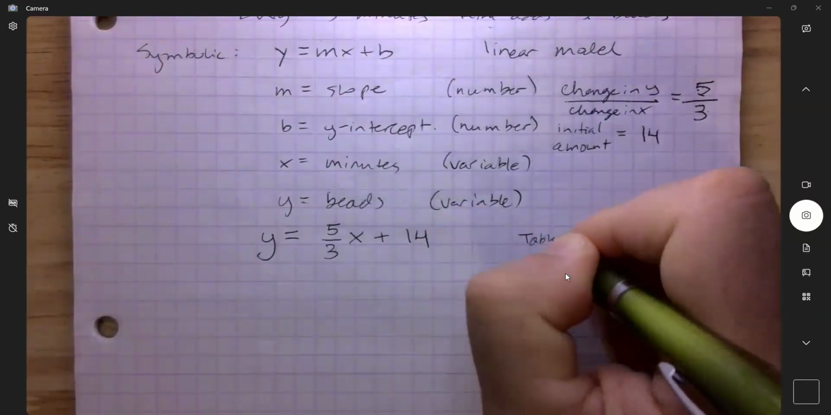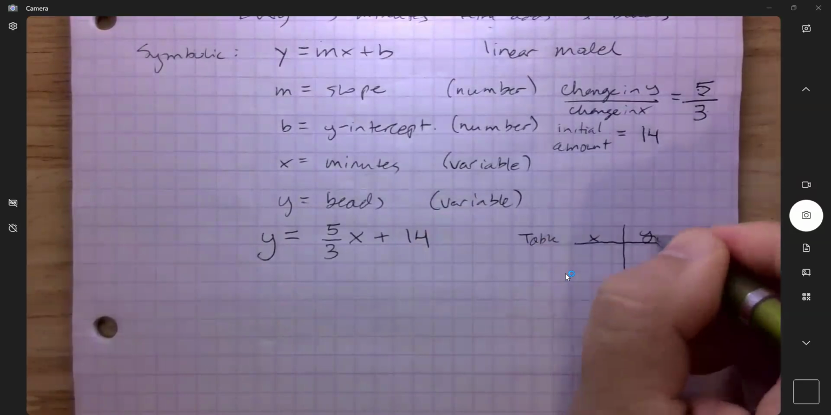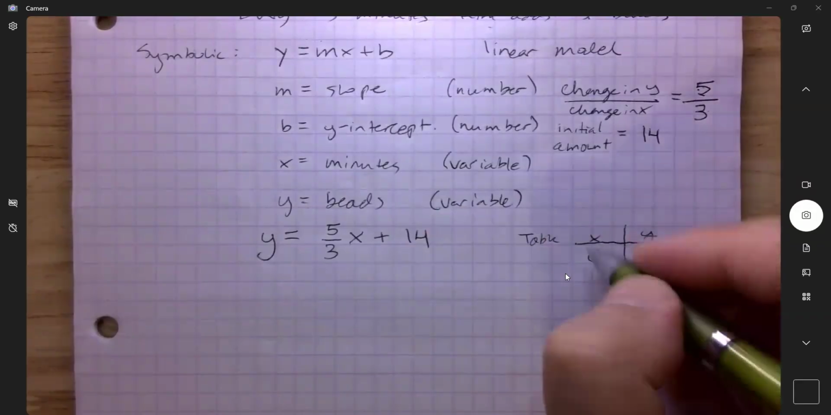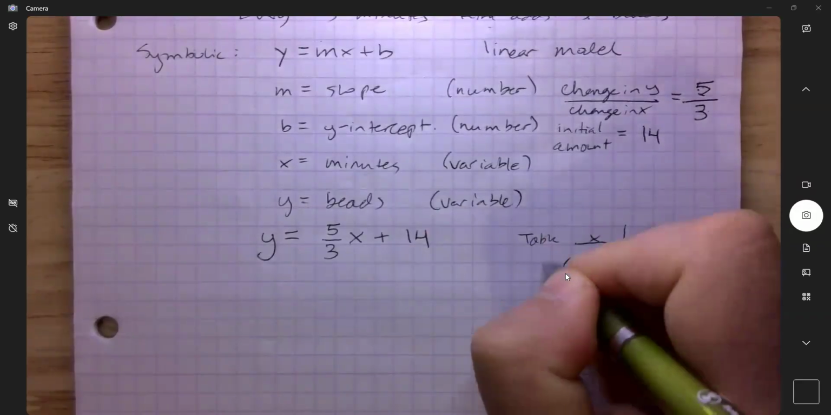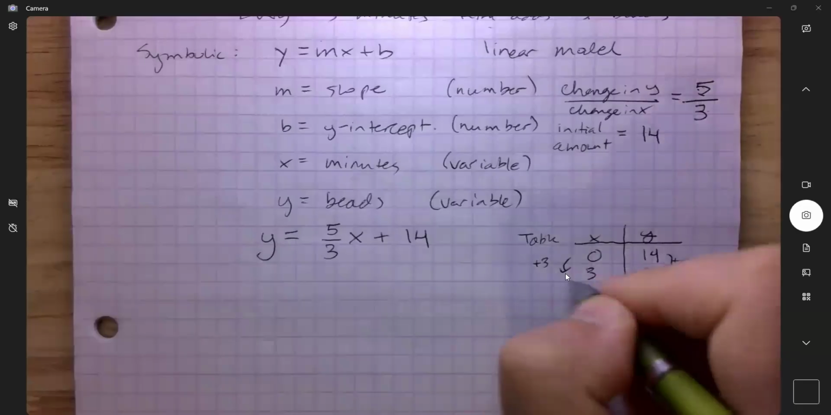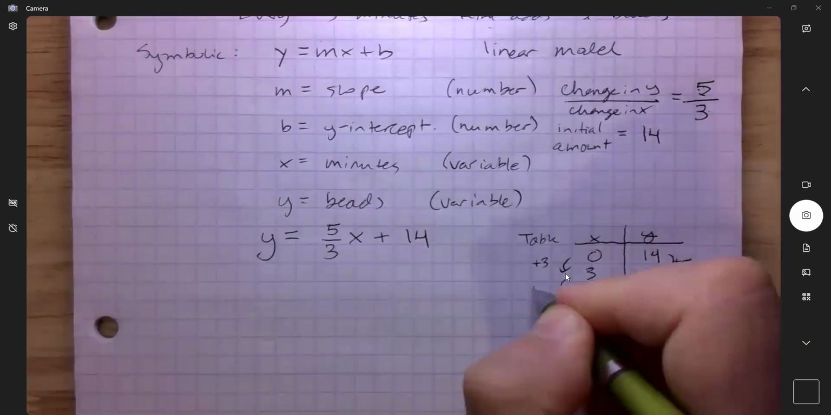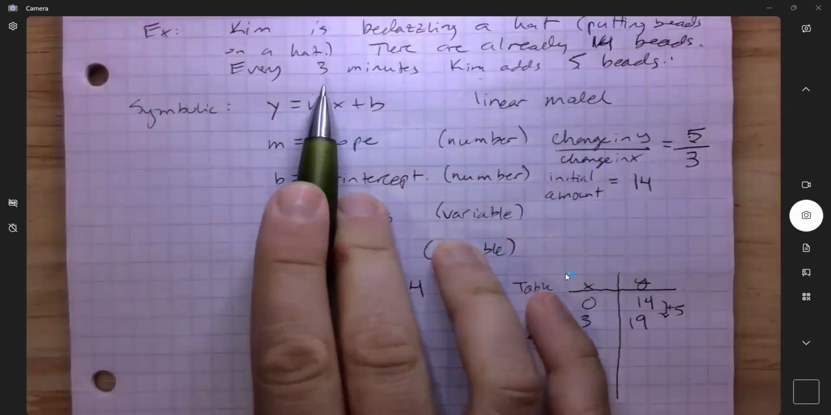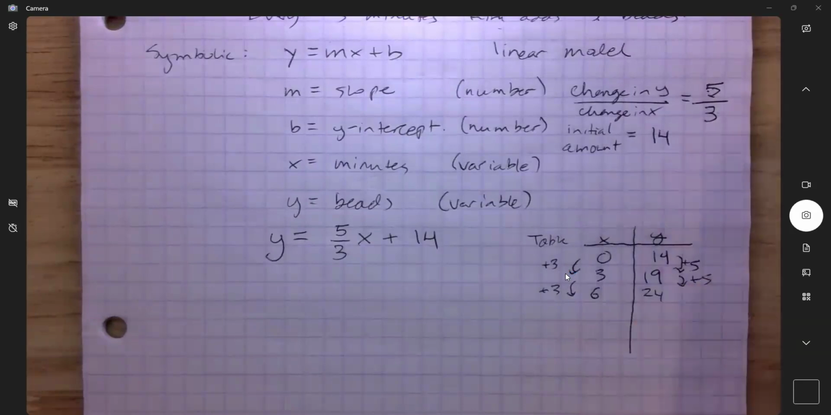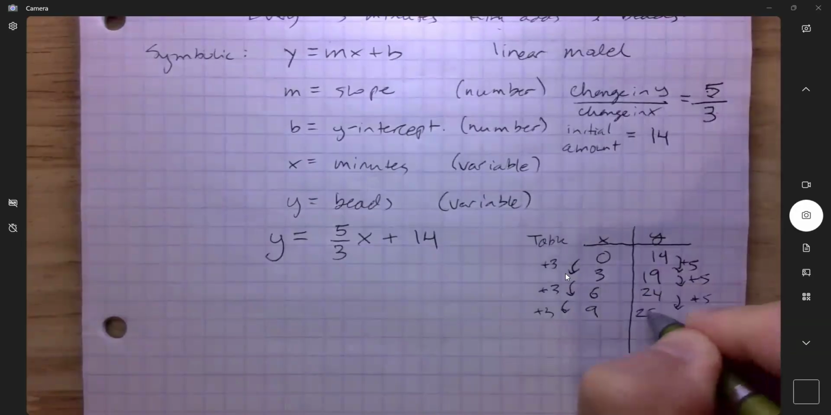Let's build a table. X and y. X is minutes, y is beads. At time 0, we have 14. We don't have a time 1. We jump all the way up to a time 3, so we're adding 3 here. And then we add 5 here, and we get 19 beads. So in this case, every time we go down the table, we are adding 3 minutes, because that's what the verbal representation told us. One more, plus 3, 9, plus 5, 29.